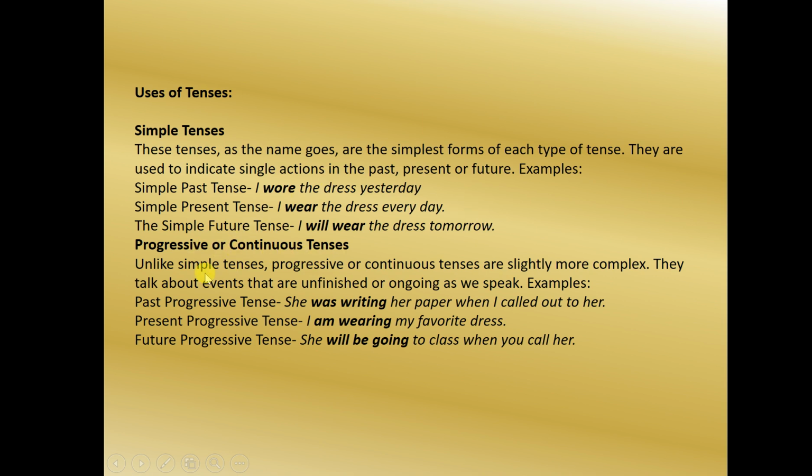Progressive or continuous tenses. Unlike simple tenses, progressive or continuous tenses are slightly more complex. They talk about events that are unfinished or ongoing as we speak. Examples, past progressive tense, she was writing her paper when I called out to her. Present progressive tense, I am wearing my favorite dress. Future progressive tense, she will be going to class when you call her. So these are the progressive and continuous tenses for past, present and future.